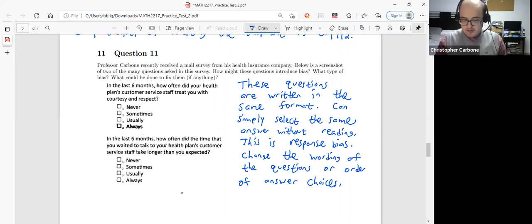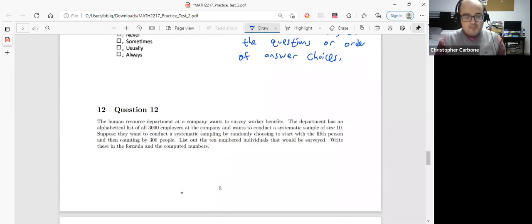Question number 12. I have, the Human Resource Department at a company wants to survey worker benefits. The department has an alphabetical list of all 3,000 employees at the company and wants to conduct a systematic sample of size 10. Suppose they want to conduct a systematic sample by randomly choosing to start with the 5th person and then counting by 300 people. We want to list out the 10 numbered employees who would be surveyed. We want the formula and the computed numbers.